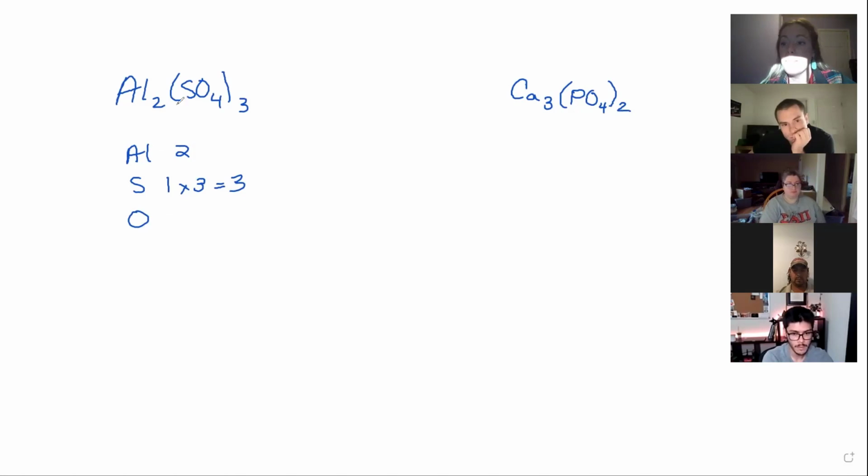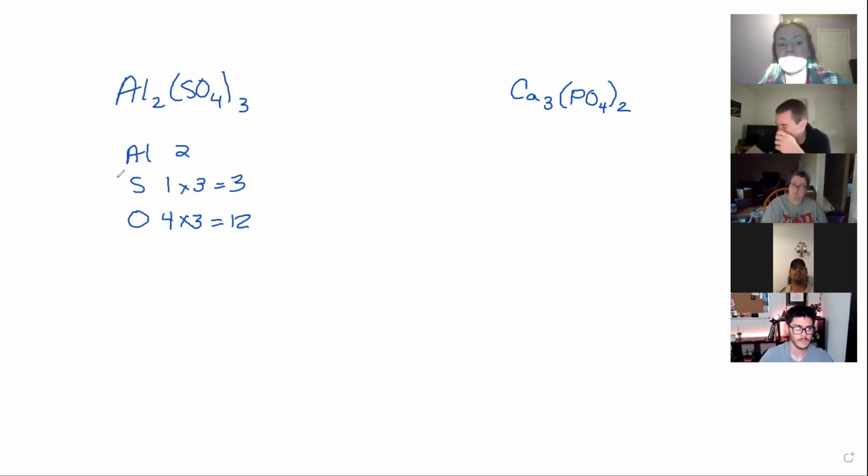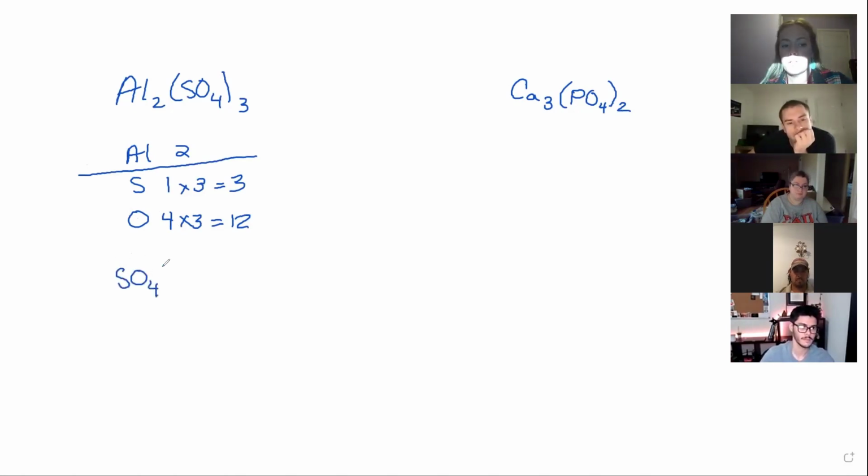Oxygen within the packet, if it's sulfate, I will have 4 oxygens, but I have 3 of those packets. So I need to multiply by 3, and I'll get a total of 12 oxygens. And if you're thinking, oh, that seems like a really big number, you can get larger numbers. Sometimes instead of cutting it into sulfur and oxygen, you may see it written as SO4 2-, like a packet, and it'll say, how many packets do I have? And you'll say, oh, I have 3 packets.